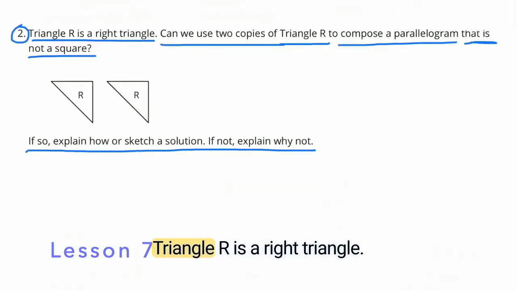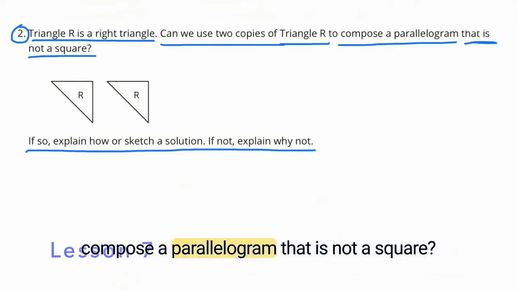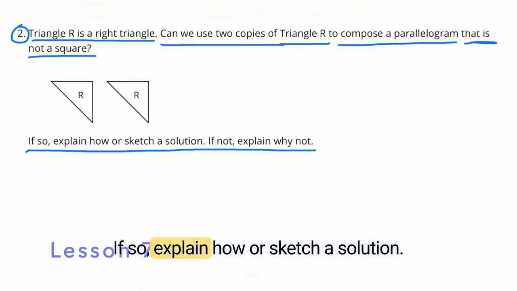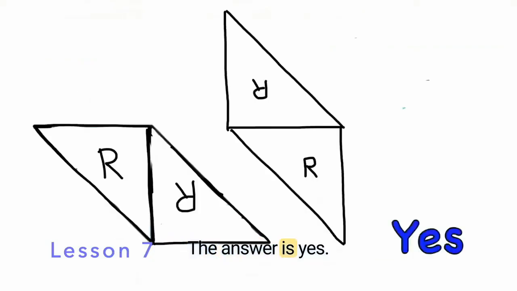Number 2. Triangle R is a right triangle. Can we use 2 copies of triangle R to compose a parallelogram that is not a square? If so, explain how or sketch a solution. If not, explain why not. The answer is yes.